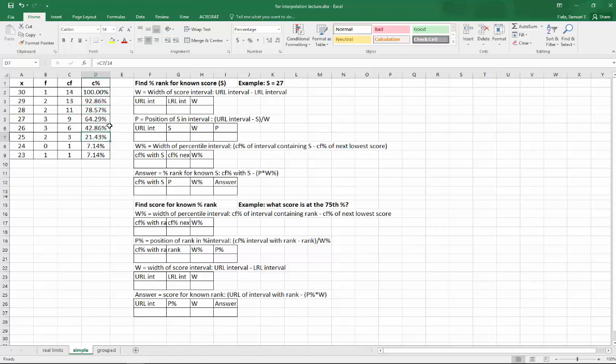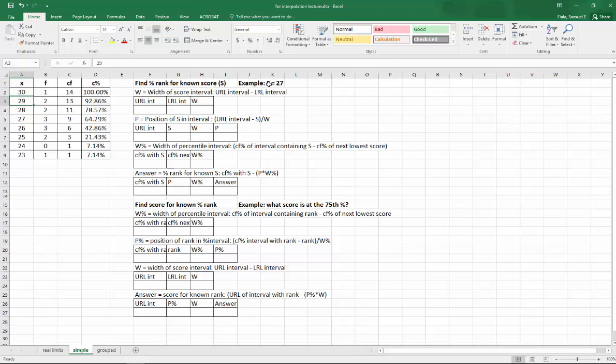Right? So what score is at the 92.86th percentile? That would be the upper limit of this one, 29.5. Okay. So for all the upper real limits of intervals, we can look at the cumulative percentage and get its rank. For anything else, not so clear.